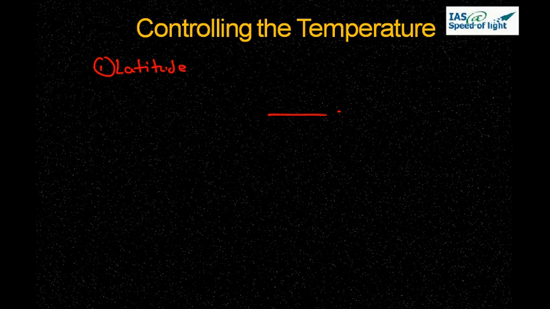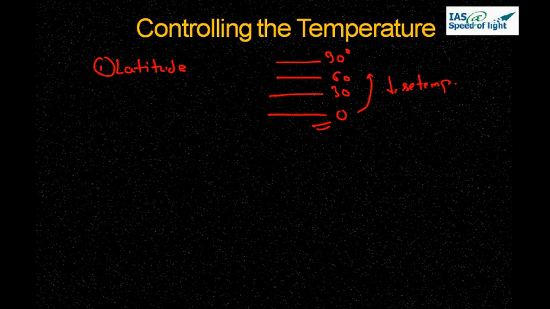So we have different latitudes: 0 degree, 30 degree, 60 degree and 90 degree. And as we move from 0 degree latitude, that is a lower latitude, to higher latitude, we see a decrease in temperature. So equator, the lower latitudes, are much warmer than the higher latitudes like polars. And the reason we have already seen, because of the direct rays of the sun and the oblique rays of the sun. So latitude is the first factor.